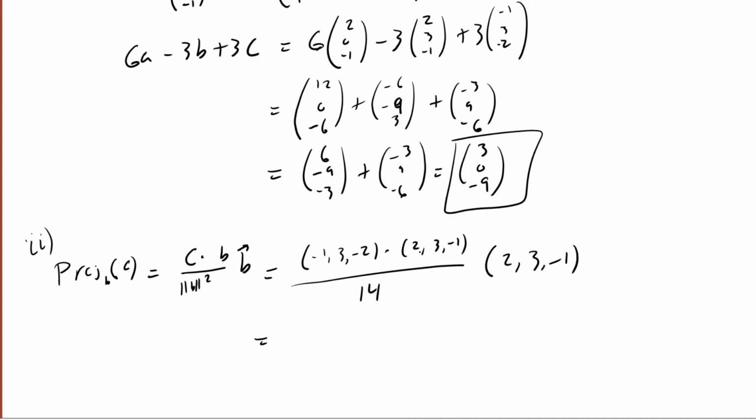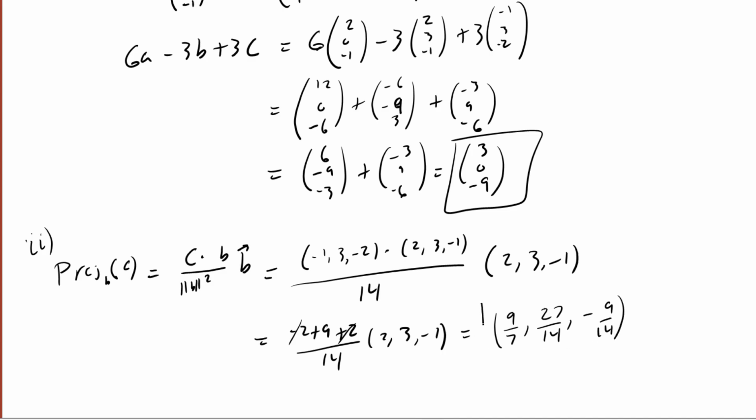Okay, so we have minus 2 plus 9 plus 2, those cancel. So we have 9 over 14, so we end up with 18 over 14, that cancels to just 9 over 7. And then we have 27 over 14. And we have negative 9 over 14.